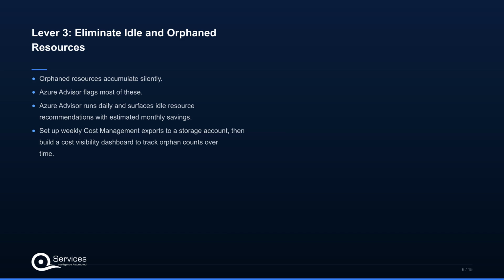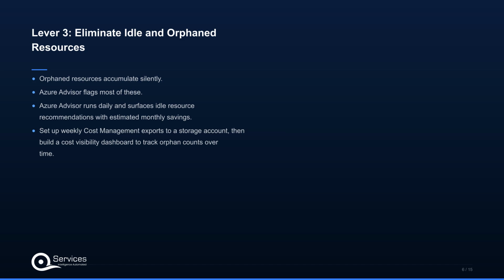The main categories: unattached managed disks, unused public IP addresses, empty load balancers, snapshots older than 90 days, and unattached network interfaces. Azure Advisor flags most of these. For a thorough sweep across large environments, combine Advisor with Azure Resource Graph queries that search across all subscriptions simultaneously and export results to a spreadsheet for triage.